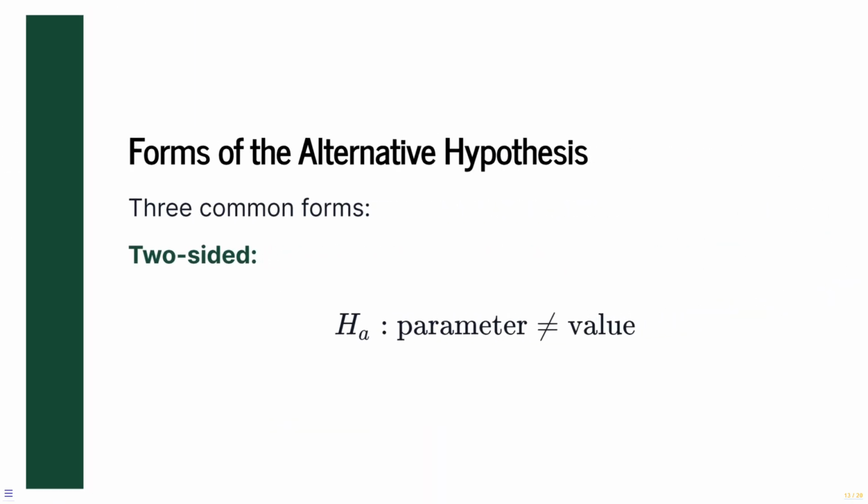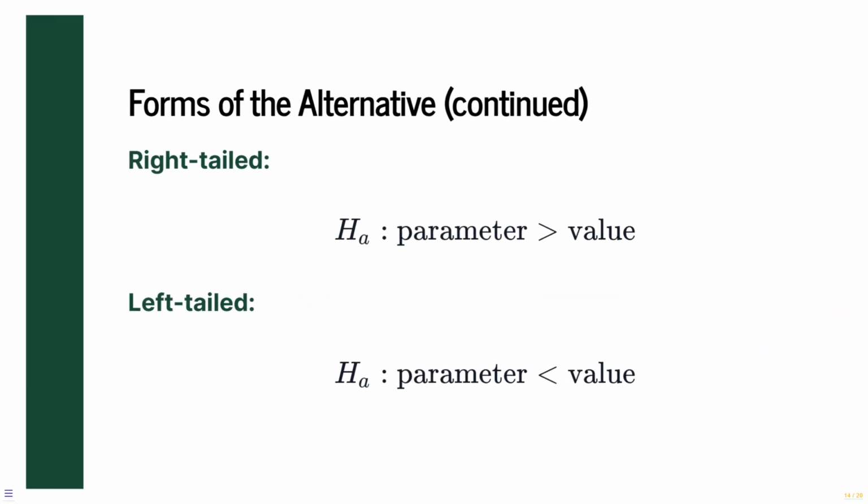The alternative hypothesis can take several forms. In a two-sided test, we write H sub A: the parameter is not equal to some value, which means that any difference from the null value matters. In a right-tailed test, we write H sub A: the parameter is greater than some value, which focuses on detecting increases. In a left-tailed test, we write H sub A: the parameter is less than some value, which focuses on detecting decreases.